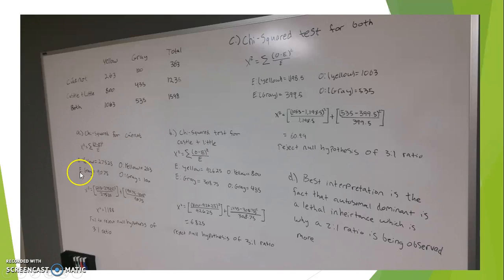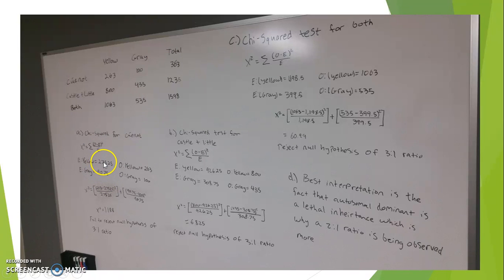To get the expected values, I multiplied each total by 3 out of 4, or 0.75, then multiplied it by 0.25 in order to get the gray. So I multiplied 363 by 0.75 to get 275.25, then multiplied 0.25 times 363 to get 90.75. And so these are my expected values.